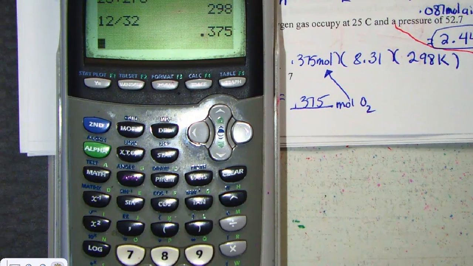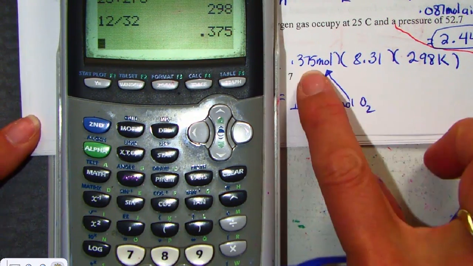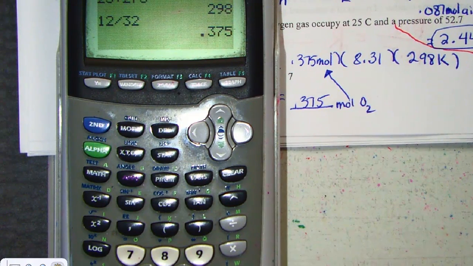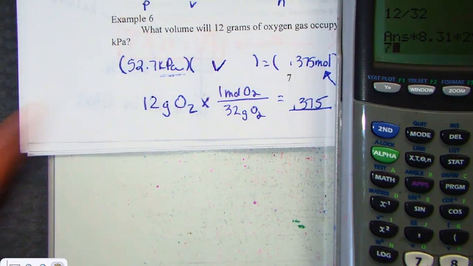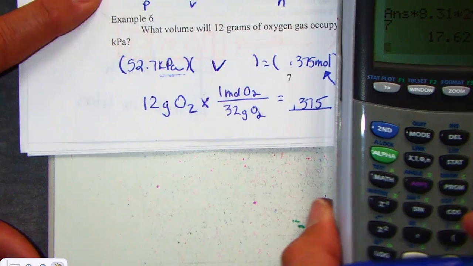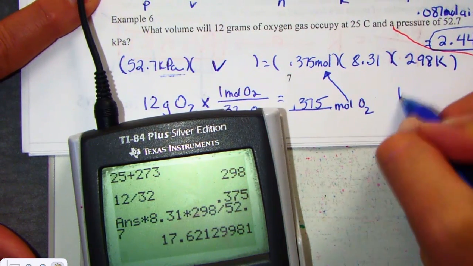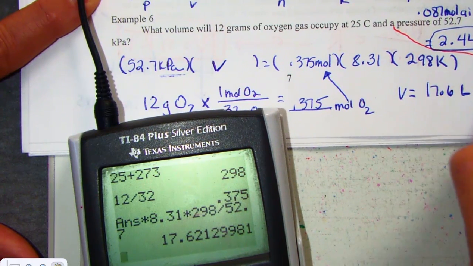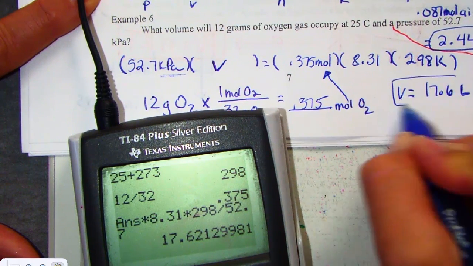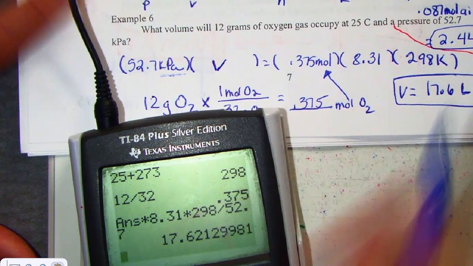Let's solve for the volume. So I've got my moles in there, nRT: 0.375 times 8.31, and the temperature 298. We'll divide by 52.7. In the volume we find 17.6, and the unit must be liters, and the label is oxygen.